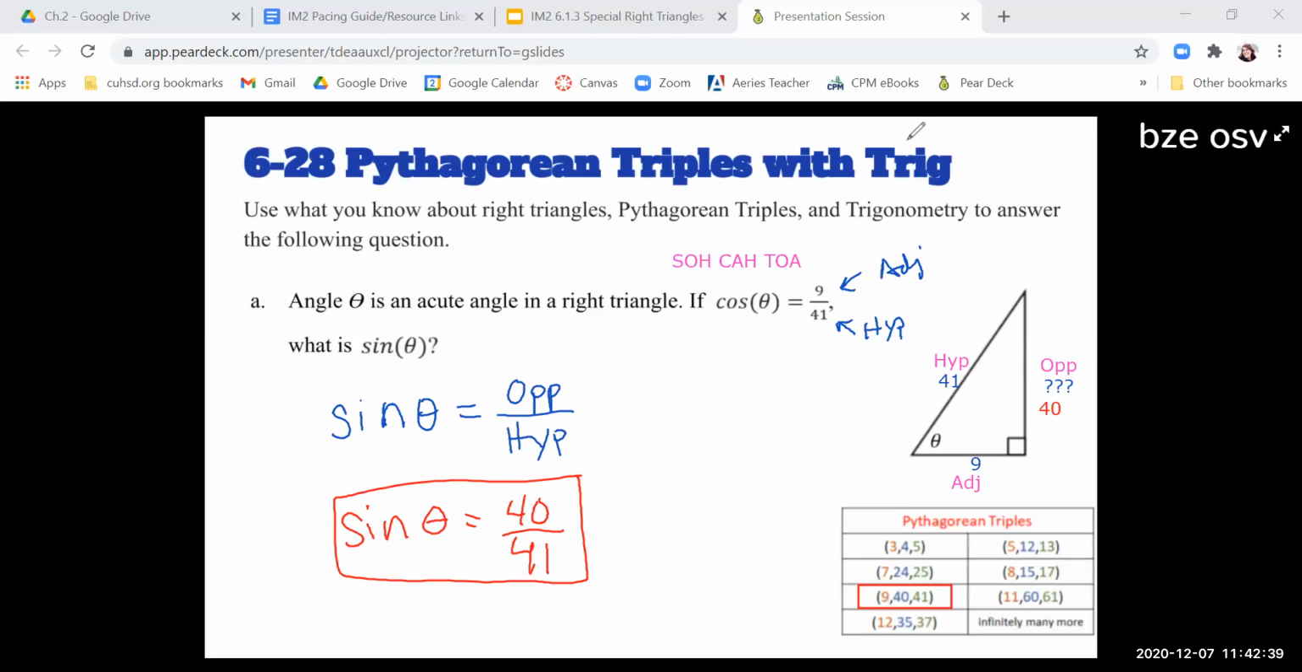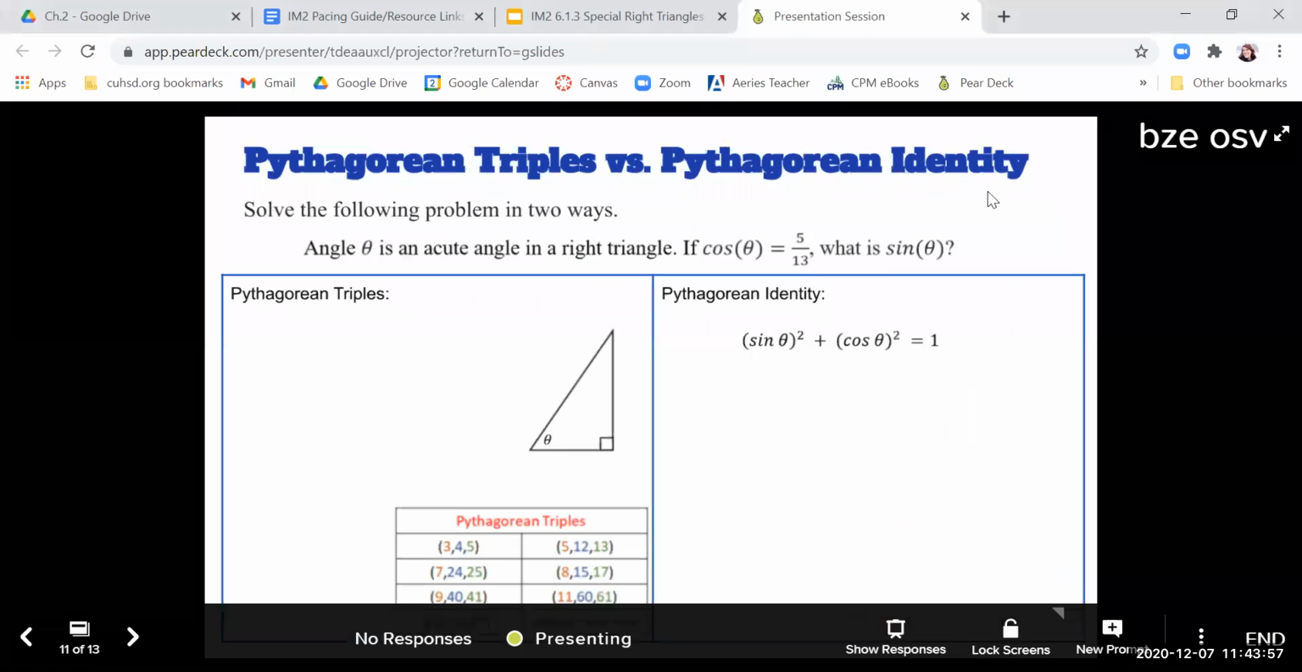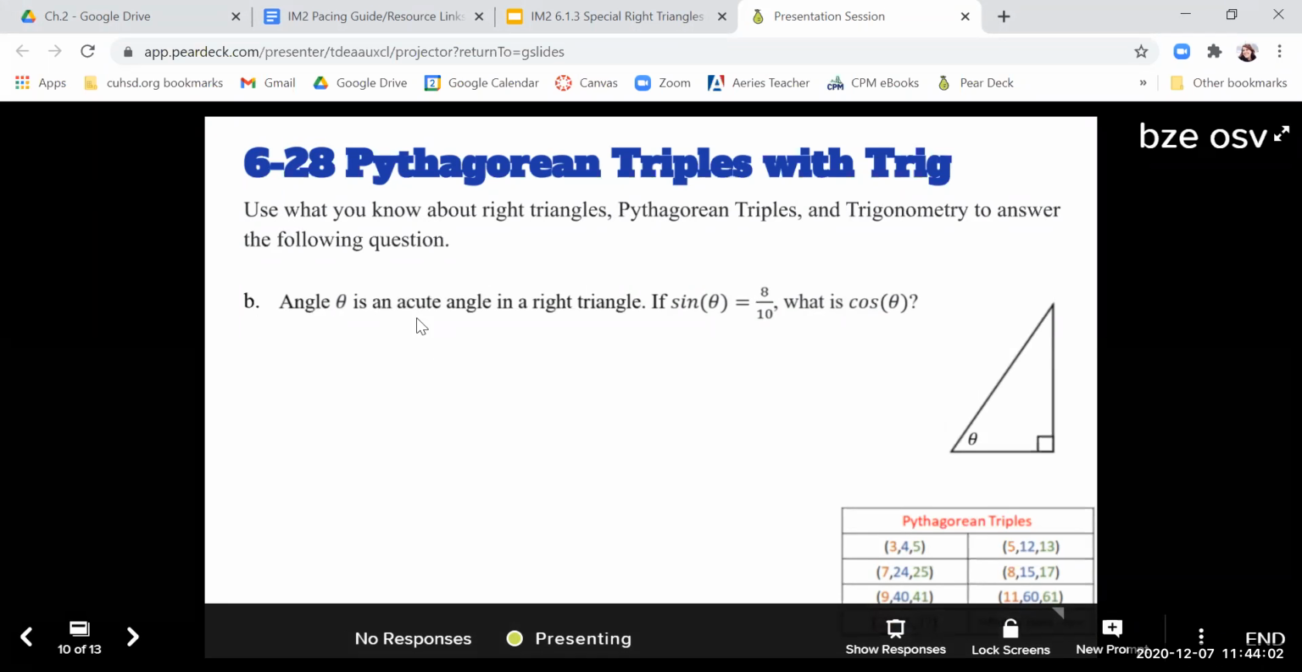Okay, so we're going to do this again. Now for part B, angle theta is an acute angle in a right triangle. If the sine of theta is 8 over 10, what is the cosine?